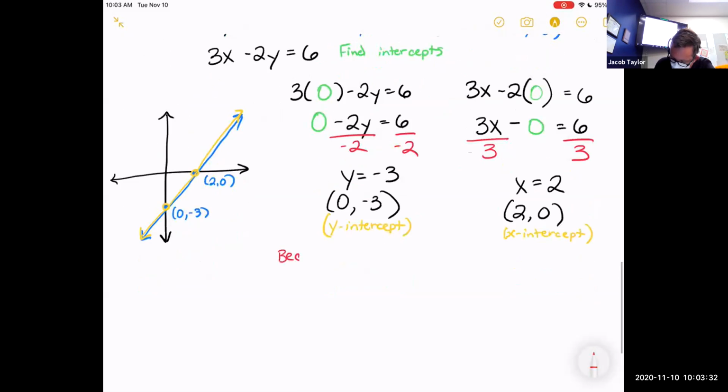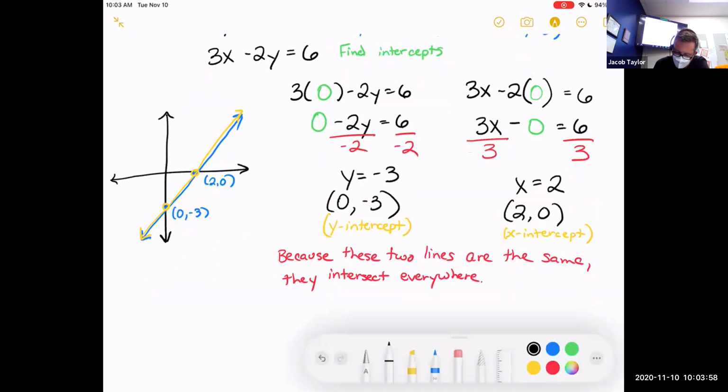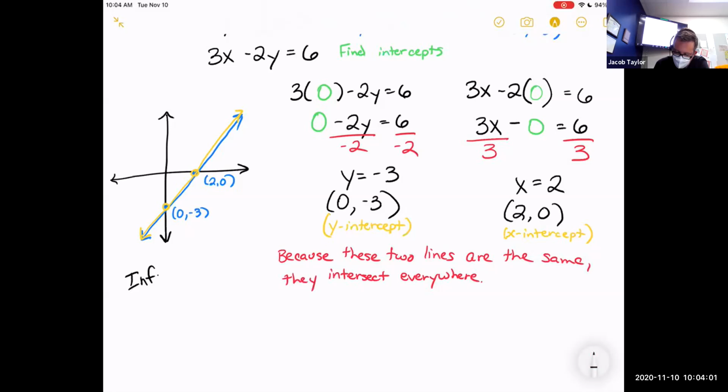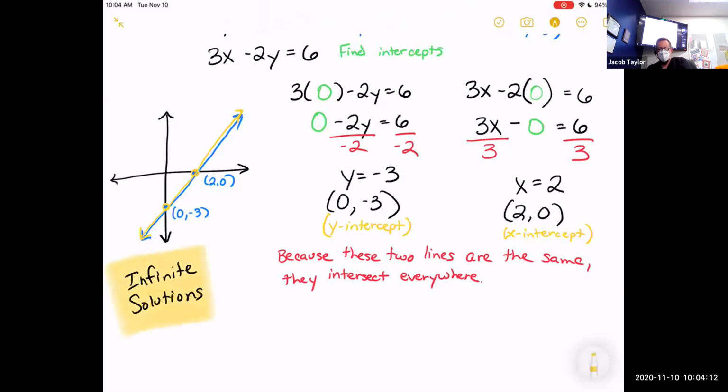Because these two lines are the same, they intersect everywhere. Every single part of the first line is intersecting with every single part of the second line. I'm going to have to turn the hose on them. This is infinite solutions. Oh, then they wouldn't be lines if they curved around like that. That wouldn't make no sense.